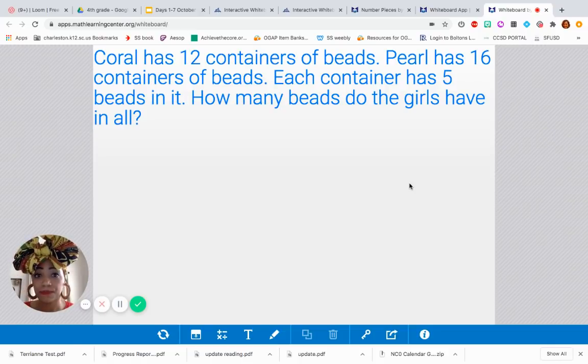Are you good? You're going to read the problem again. You're going to make sure you understand what it's asking. You're going to write an equation with an unknown, not just an expression, but the equation. Then you're going to sketch before you solve.